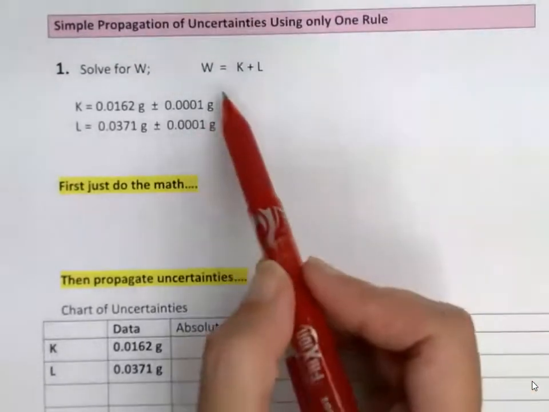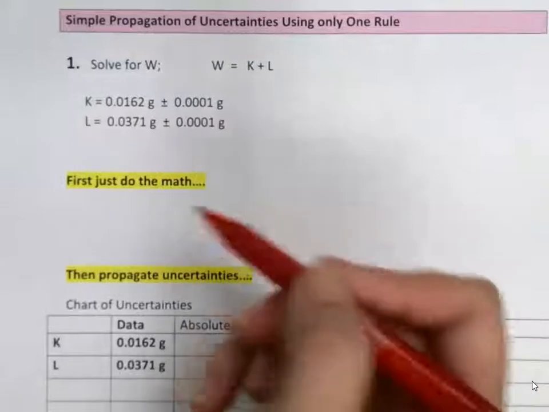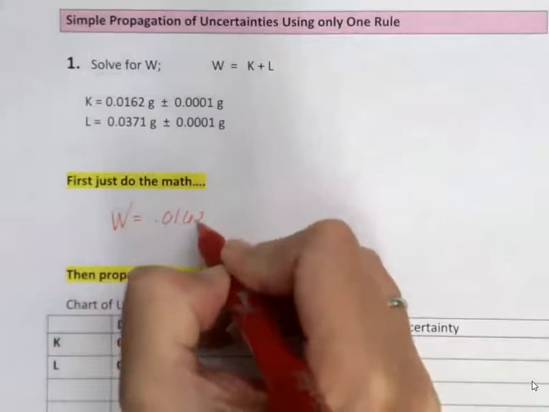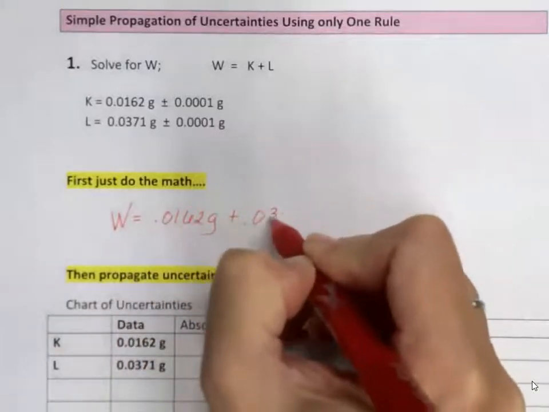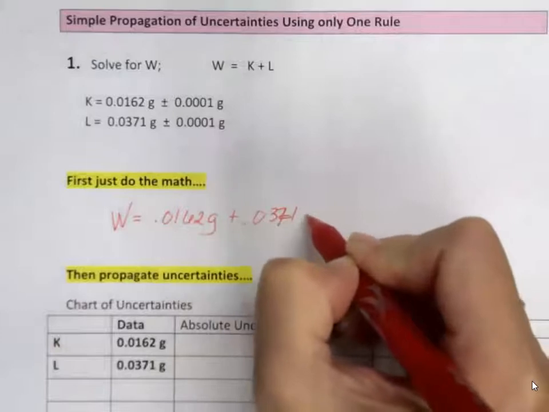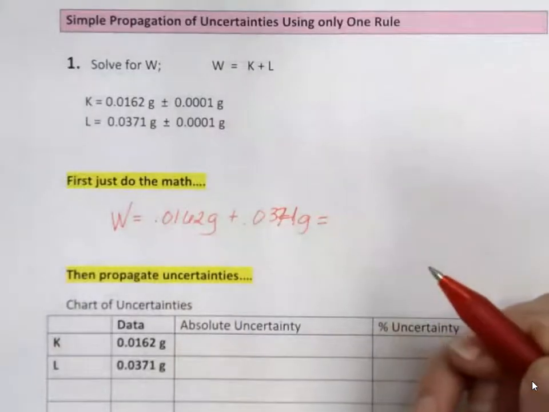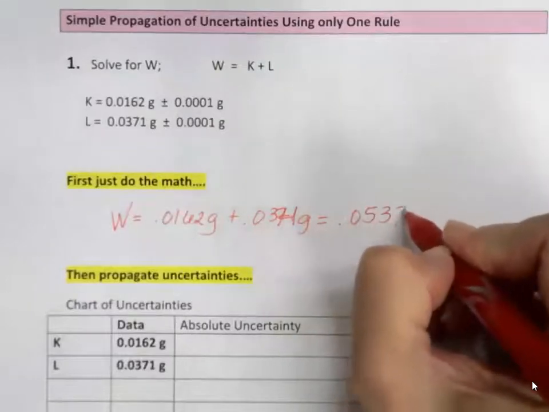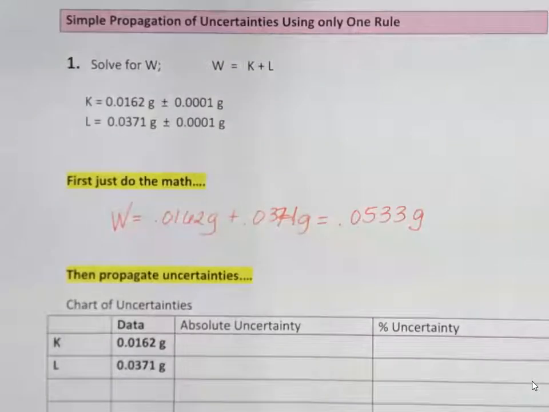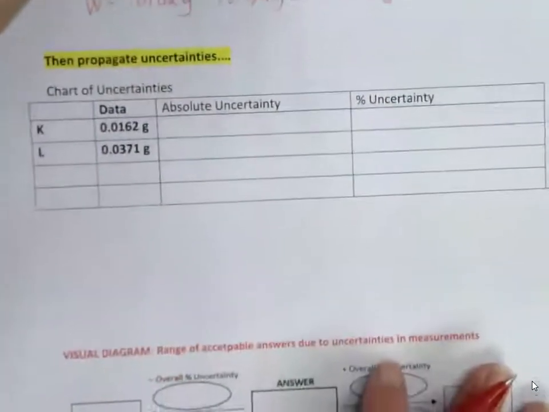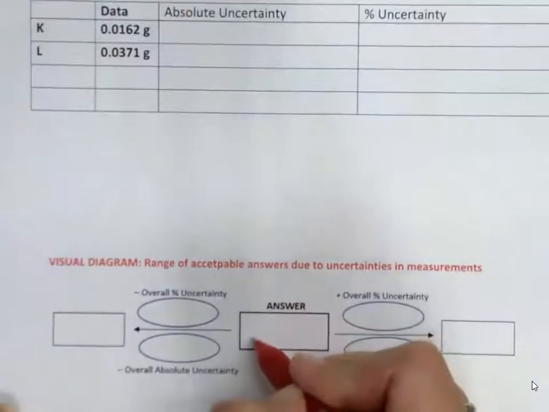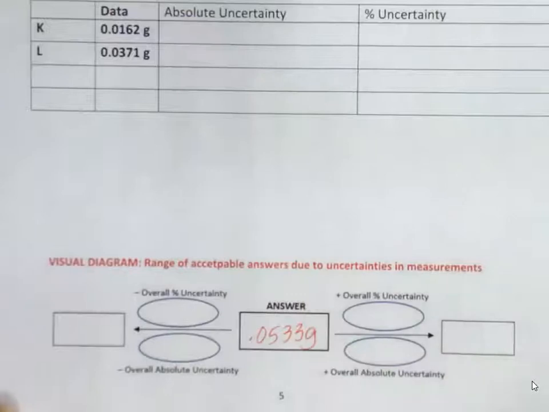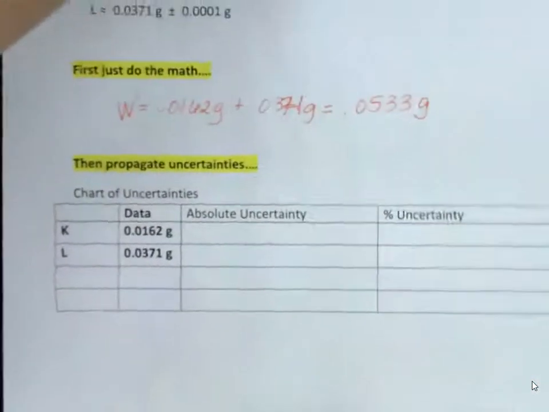So solve for W when W equals K plus L. So first the math. W equals K plus L. So go ahead and do the math. I'll put my answer down, and I'll also record that down here in my visual. So first do the math.